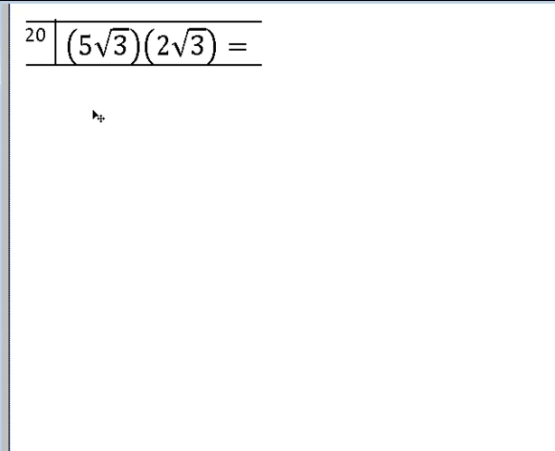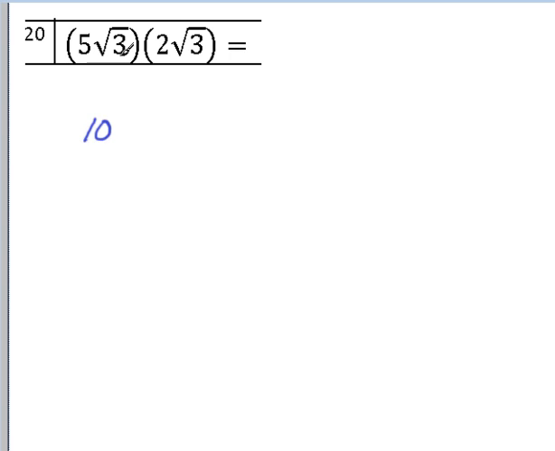In number 20, we're just multiplying radicals. Okay, so we have 5 times 2 is 10, and radical 3 times radical 3 is 3, so this is equal to 30.